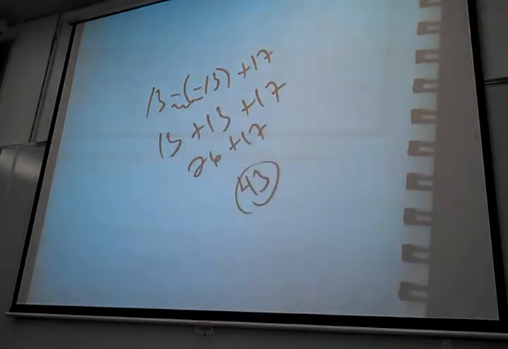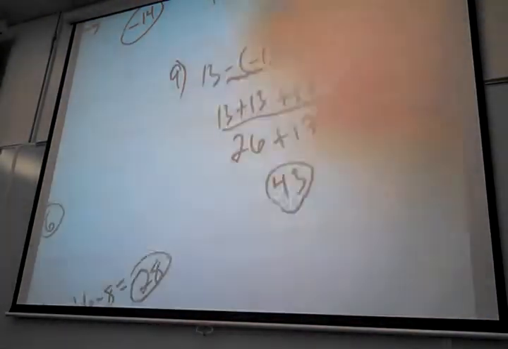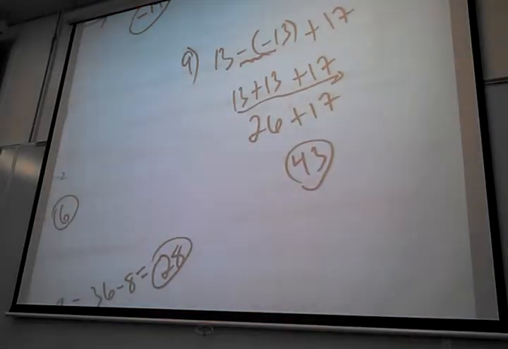42. So the main thing there was rewriting the minus and negative as a plus. And then the rest of it just goes. Okay.